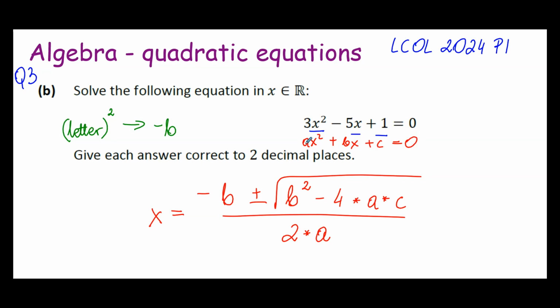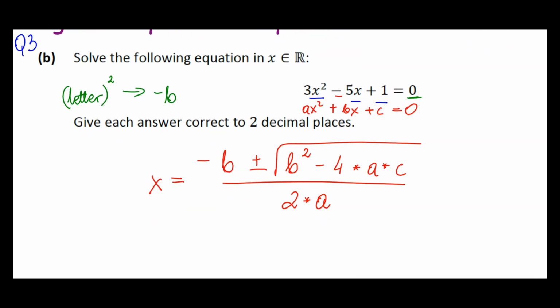That means that the value of a is the number that stands beside x to the power of 2, the value of b is the number that stands beside x with no power, and c is the number at the end. Now make sure that you have 0 on the other side of the equation. Okay, so let's fill in those values.